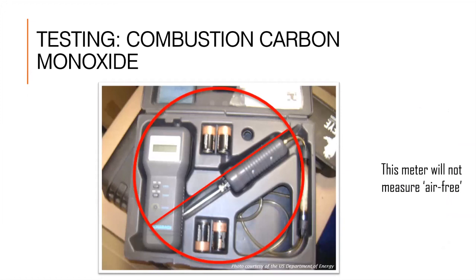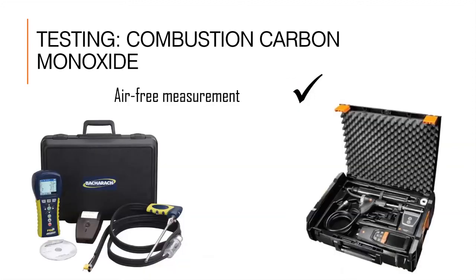This slide was purposely left in despite the age of the picture and the specific type of combustion analyzer. It shows an older model combustion analyzer that does not have the ability to read air-free. Here are 2 examples of more modern combustion analyzers that can differentiate between as measured and air-free measurements. If you're new to all this, we don't expect you to be an expert now that you've seen a video. It's important at this point for you just to understand that there is a difference.